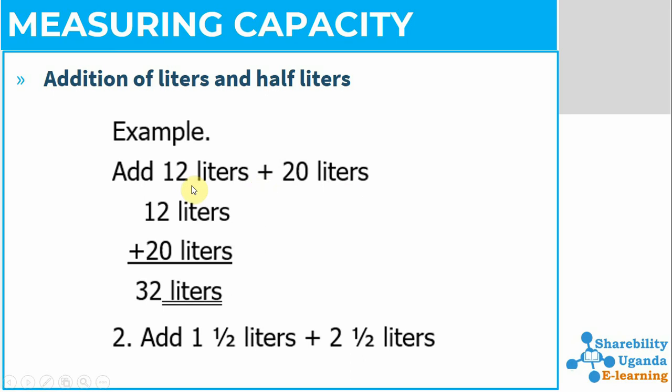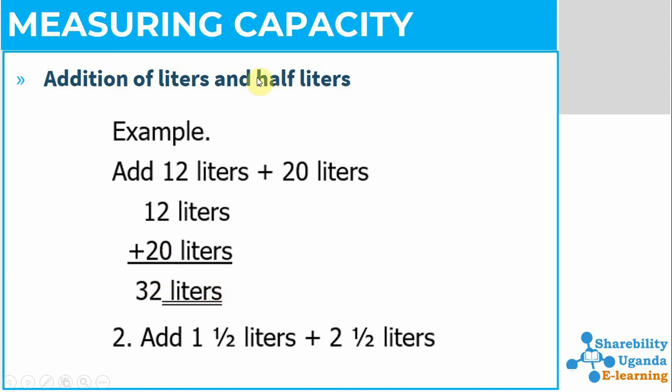So when you are adding these liters, we use the same rule of addition. Here they are saying add 12 liters to 20 liters. You just make a simple addition like we always add. You bring 12 plus 20, you shall get 32. So what you have to do is to ensure that you add liters, because when you write and it doesn't have liters, that means it shall be something else.